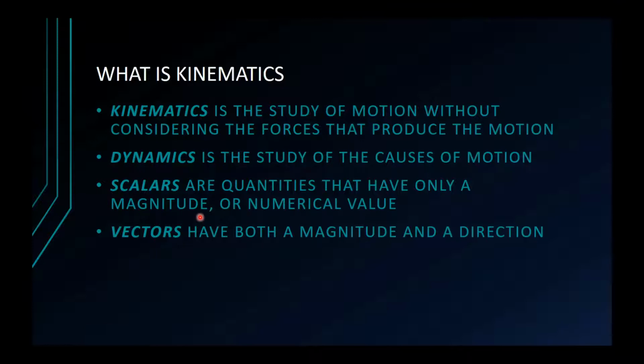Scalars and vectors are very similar, but they're very different too. Scalars are quantities that have only a magnitude or numerical value. Vectors have this magnitude, and they also include a direction.